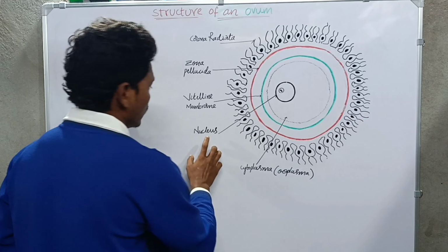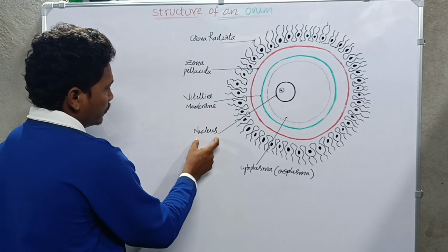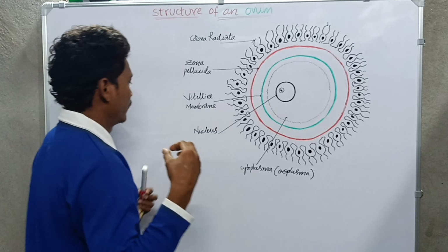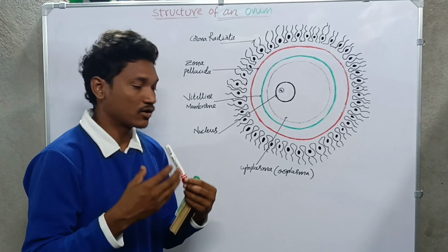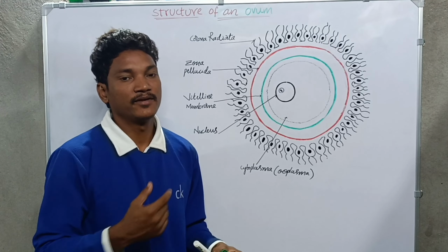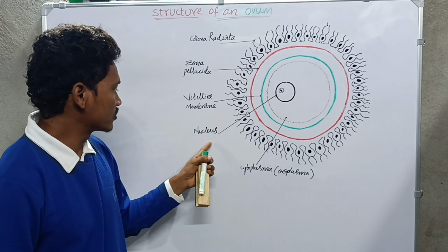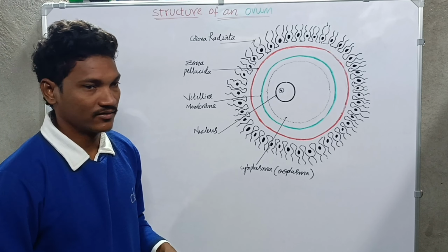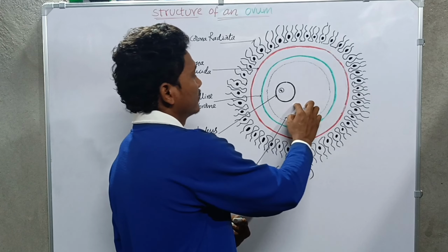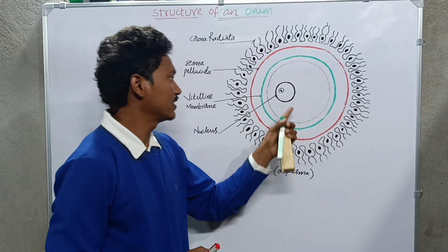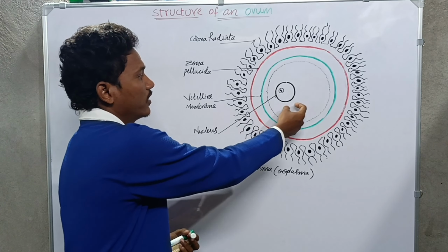And come to the parts. The first one is nucleus. Nucleus, it appears large and it is also called a germinal vesicle, and it contains the genetic material. It contains the genetic material and haploid chromosomes.